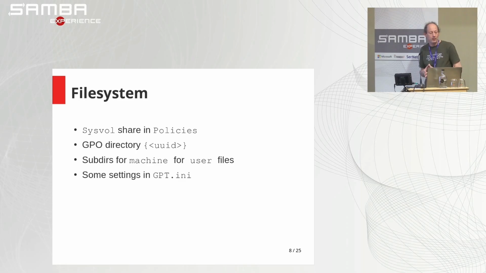So the file system bit. It lives on sysvol, which should be replicated around all domain controllers, and Windows just connects to one of them. You never know which one. It lives in the directory policies, under a directory with the UUID as a name. Not very handy if you as a human go through this directory tree.